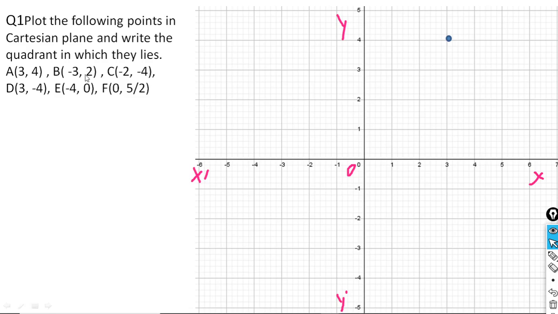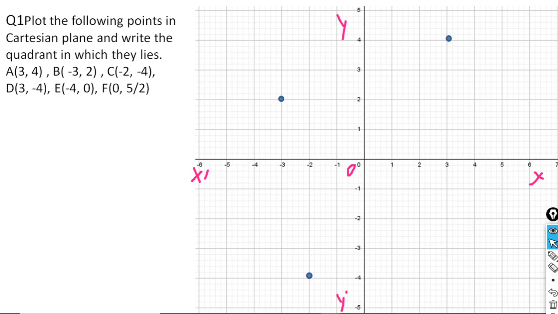Second point is minus 3, 2. For minus 3, 2, first of all, we have to move to the left hand side, minus 3 unit, and then 2 unit in the upward direction. This point lies in the second quadrant. This is the point which is minus 3, 2. The third point, the point C, minus 2, minus 4. For minus 2 again we have to move left and minus 4 in the downward direction. So that would be the position of the third point, minus 2, minus 4.